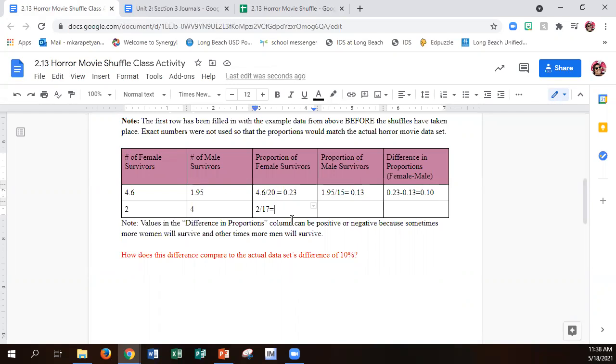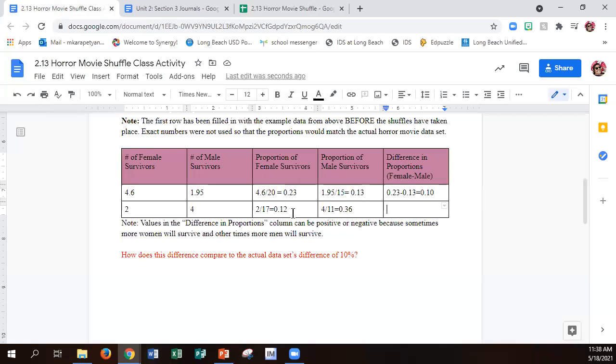is 0.12. Okay, we're going to round that. And then I'm going to do the same: 4 divided by 11, because we had 11 males in our class. So 4 divided by 11 is going to be 0.36. Oops, not 0.036, 0.36.